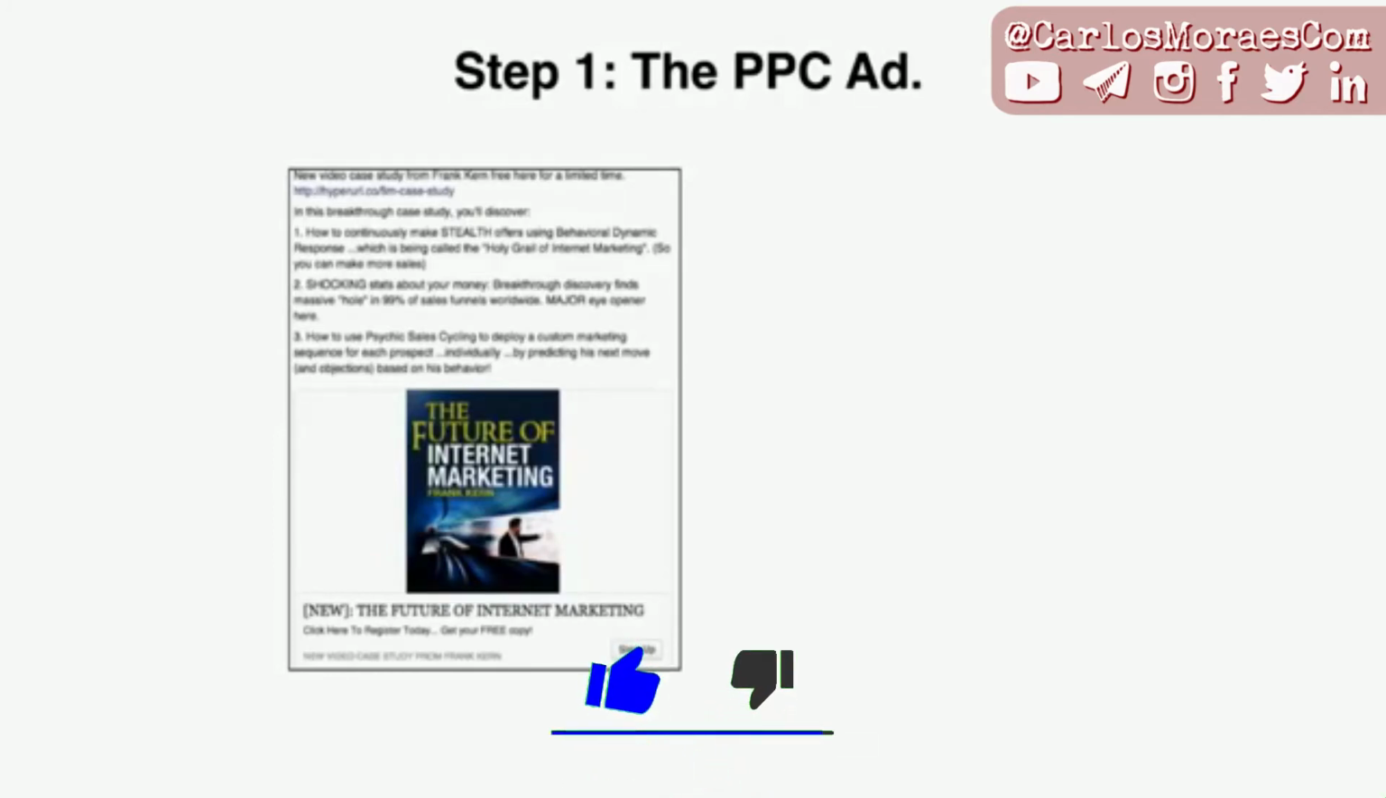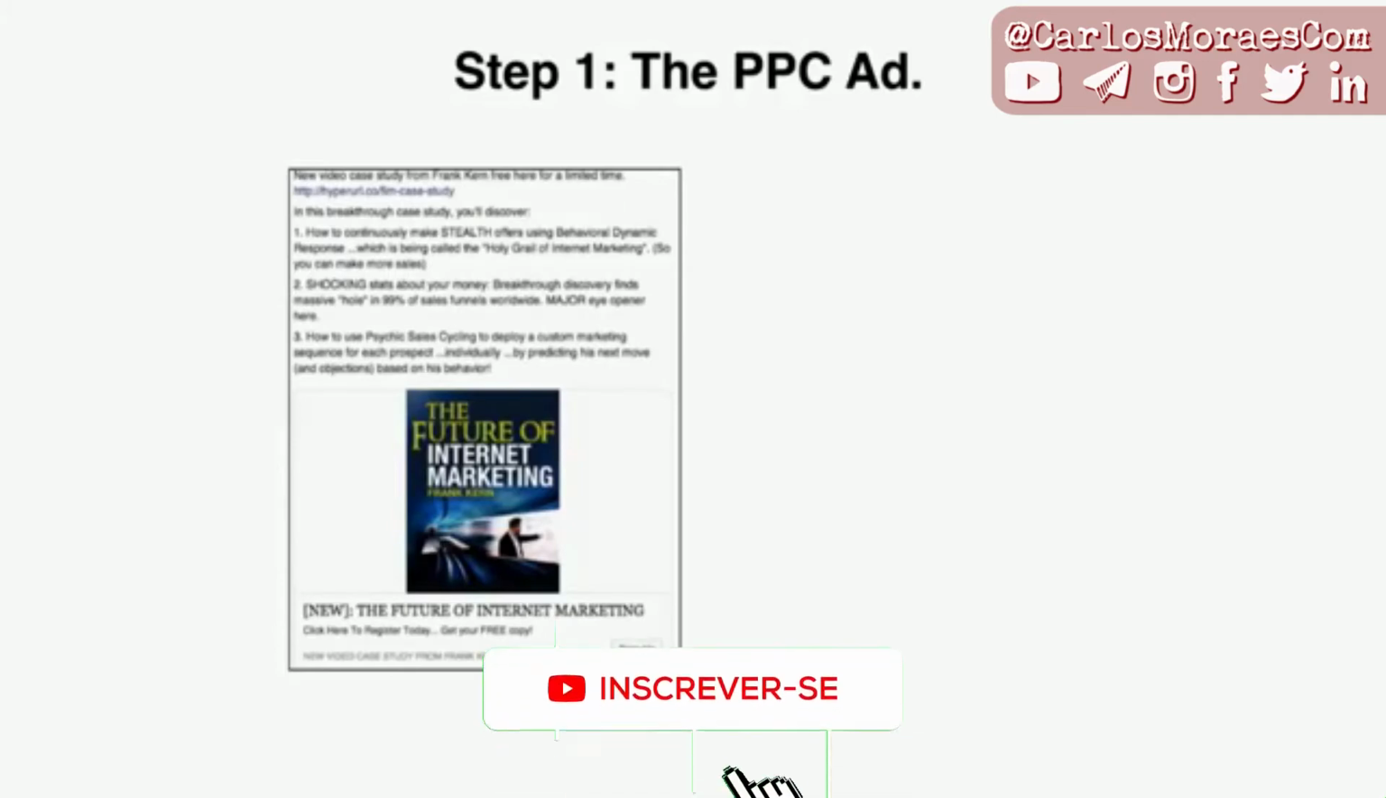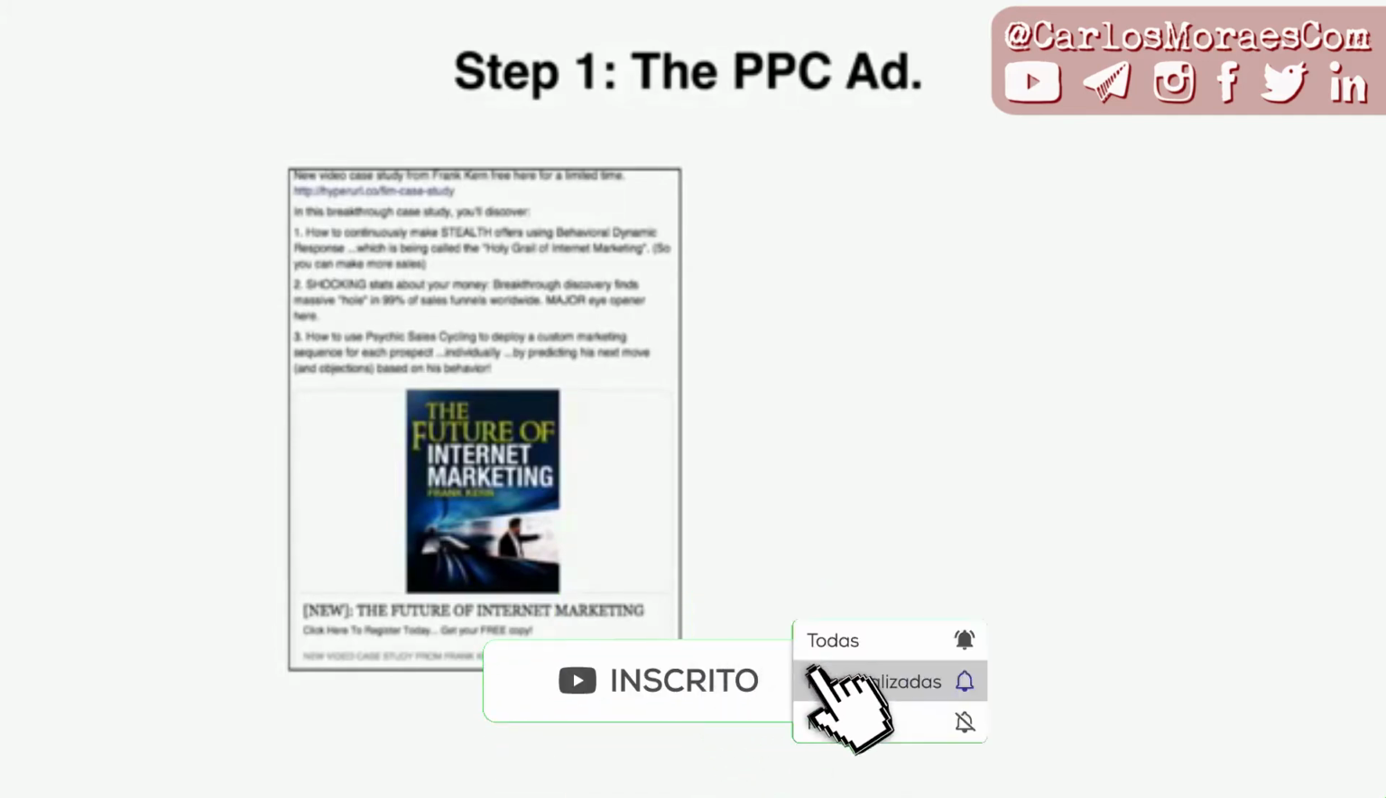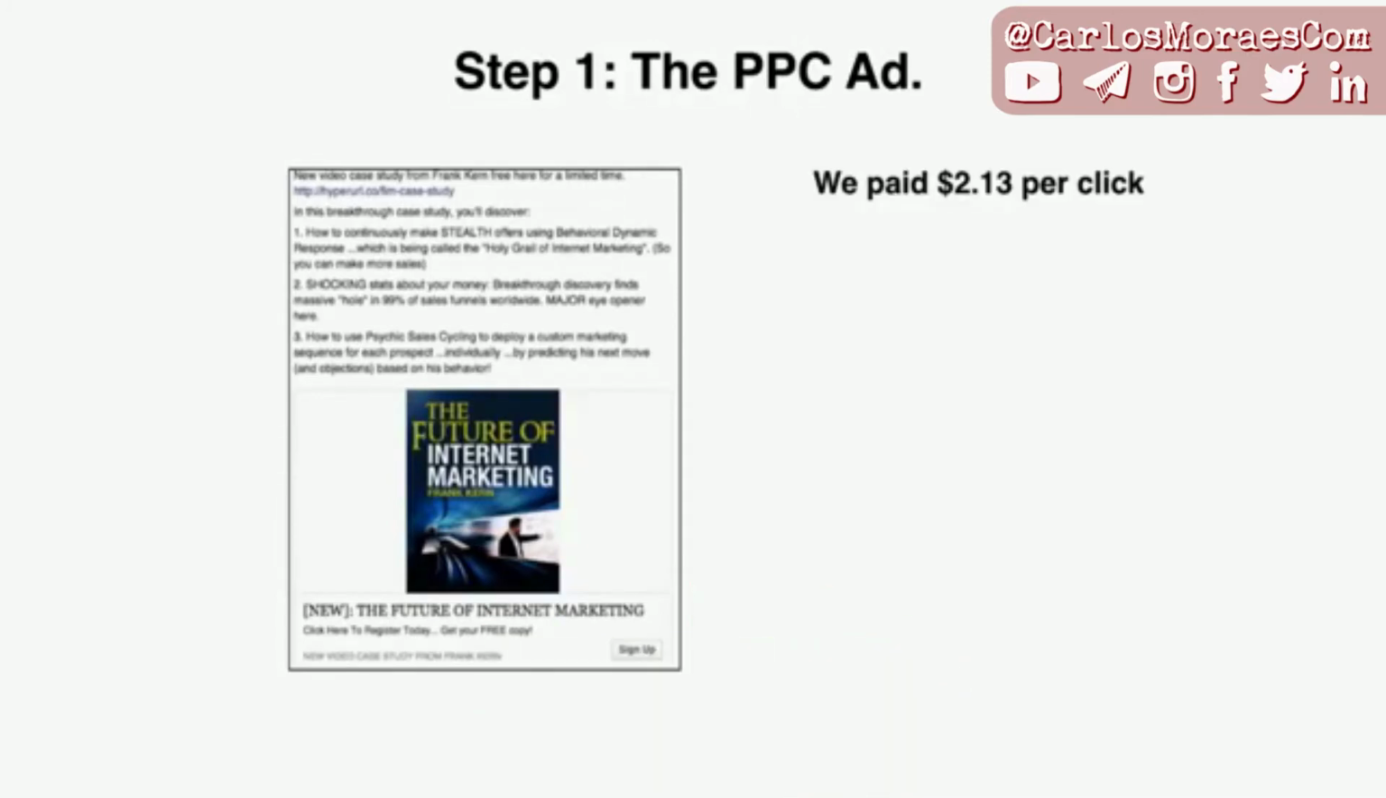They might not even know they needed this type of marketing campaign. So I ran this ad, and this is a blind ad, right? This is just opting in for a video called The Future of Internet Marketing. And there's really nothing telling about what this video covers. So in this case, we paid $2.13 a click. We got 2,600 clicks. We spent $5,800.